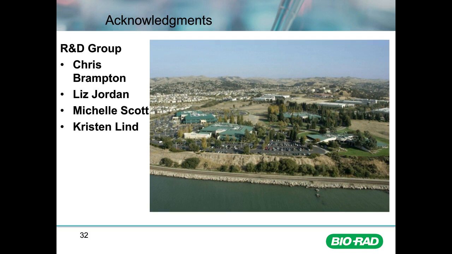Another question, someone wants to know, what program did you use for the t-SNE analysis? We used FlowJo for our analysis, for both the traditional analysis as well as the t-SNE analysis.